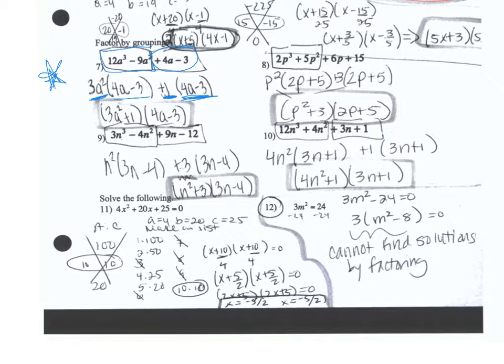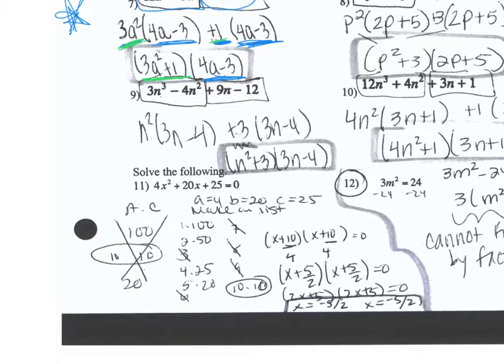Now, whatever's in parentheses, as long as it's the same, goes in one set of parentheses. Values in front, so the 3a squared and the 1, go in another set of parentheses.